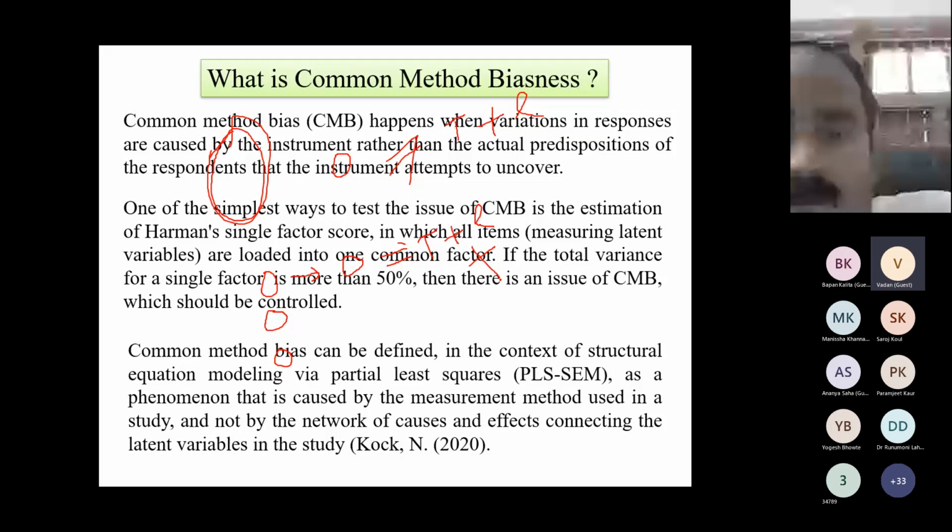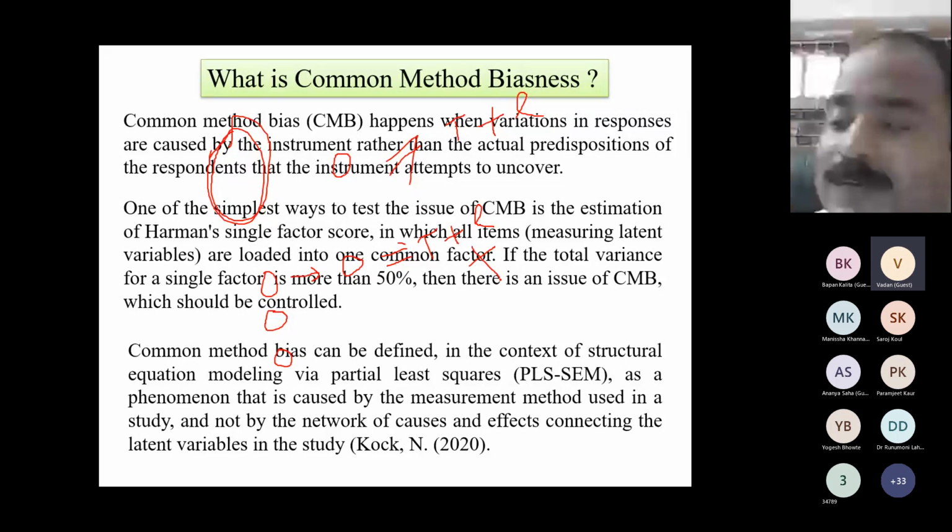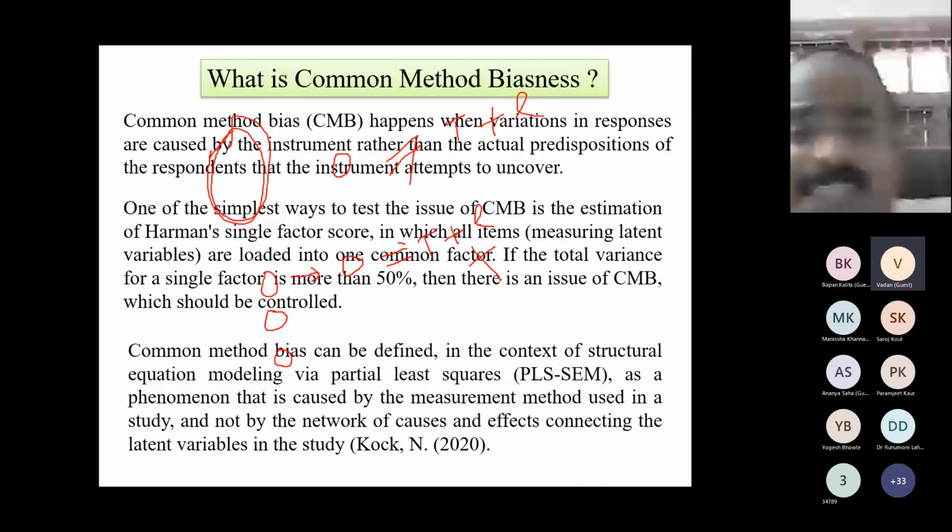The variations of data are not in the respondent's predisposition, not in the respondent's mind, but in your method. That means there are some error disturbances in your method, but you are writing the result in your thesis that the respondents are different. There is a significant difference between male and female respondents, you are writing.